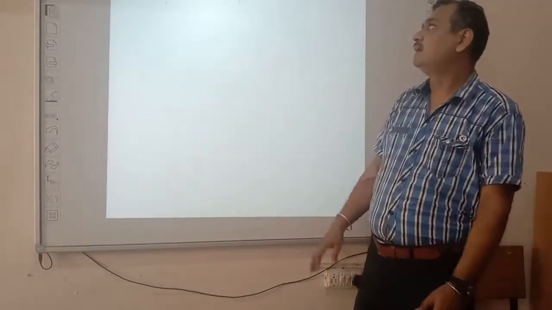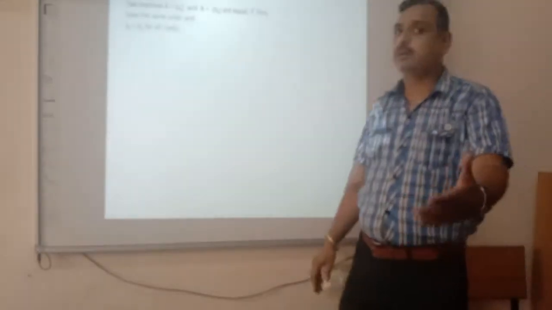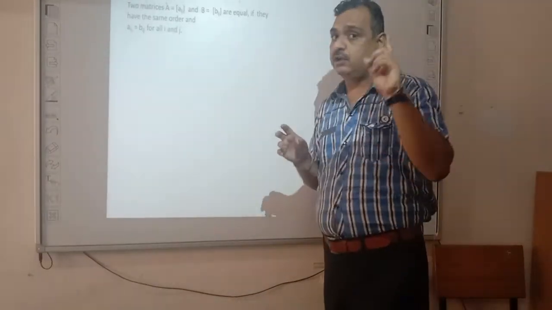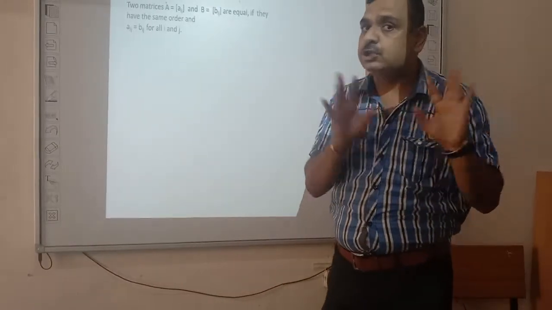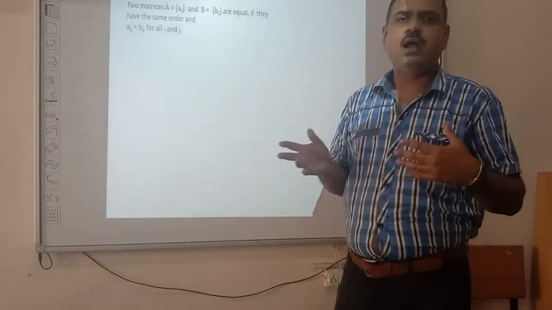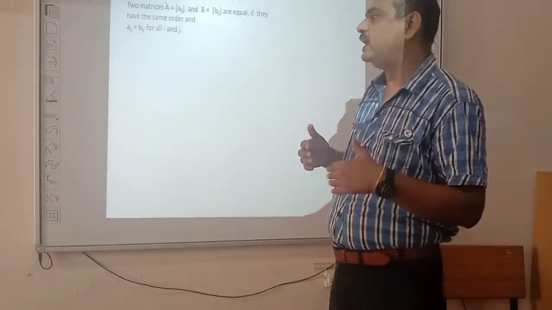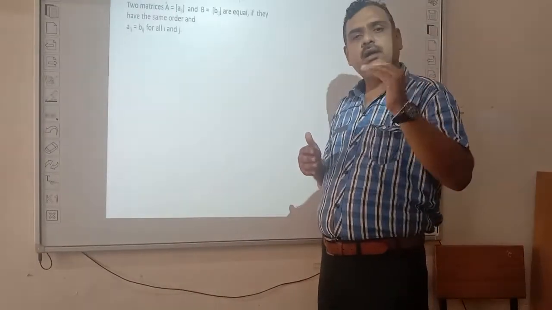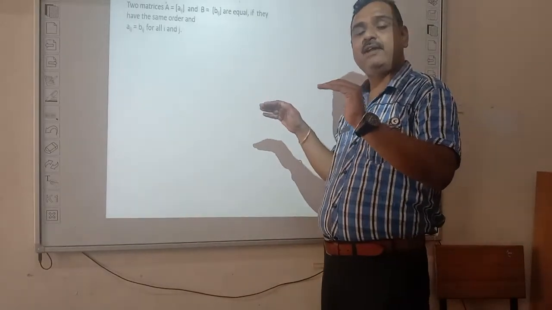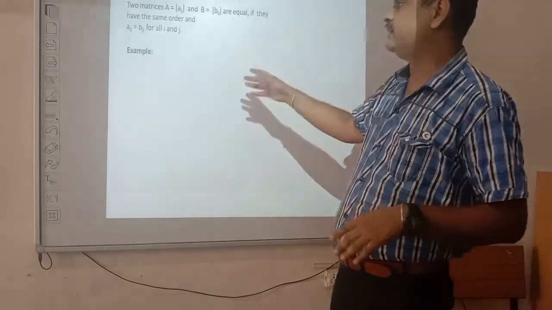Move to the next slide. Equality of matrices. Let's talk about equality of matrices. Two matrices are said to be the same. First of all, you have to think about their order. The order should be the same. If they are of the same order, then we can say that maybe they are equal. But how are they equal? If every element in one position is the same as the element in the same position of the other matrix. Let's take one example.